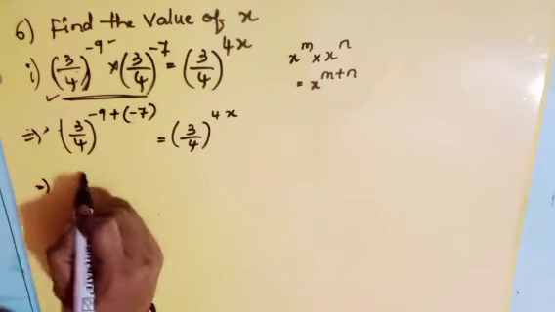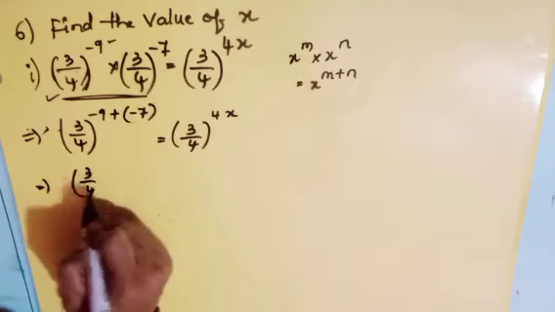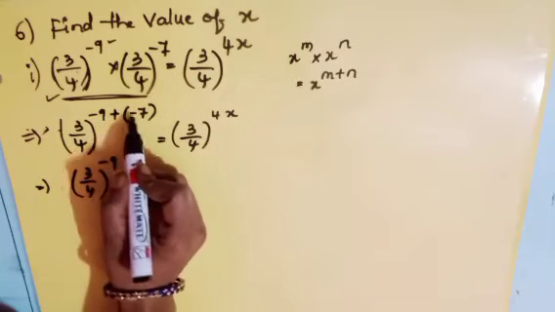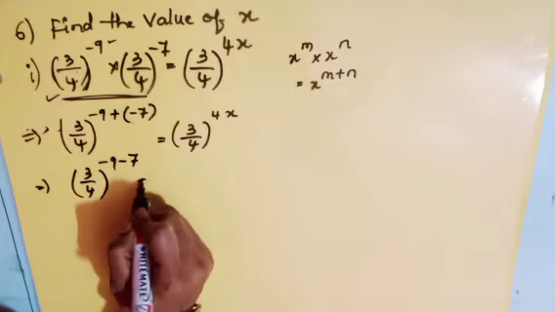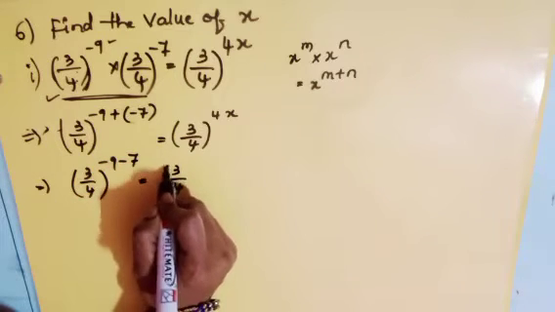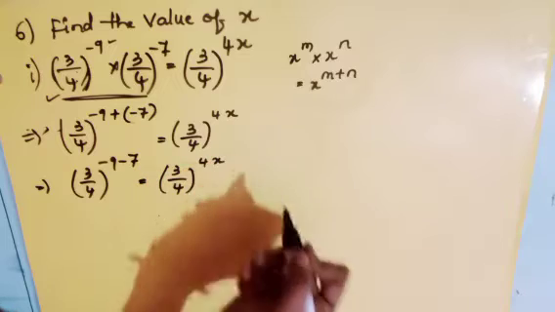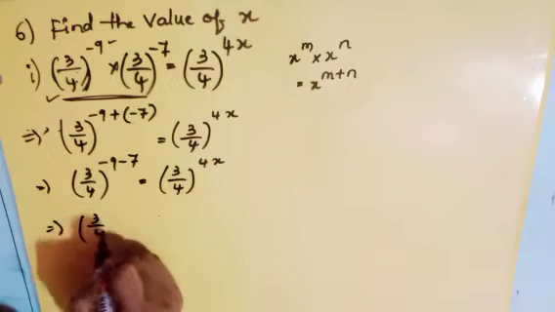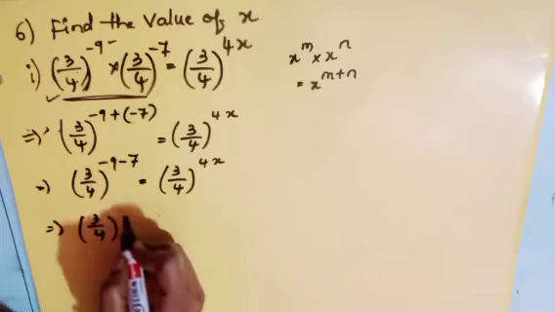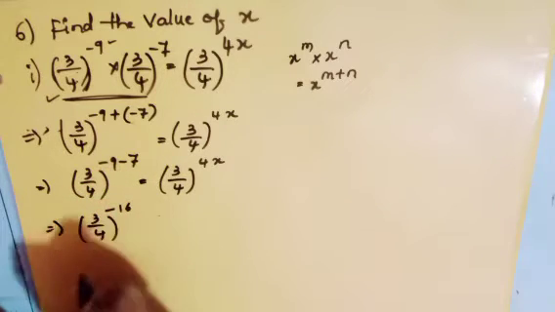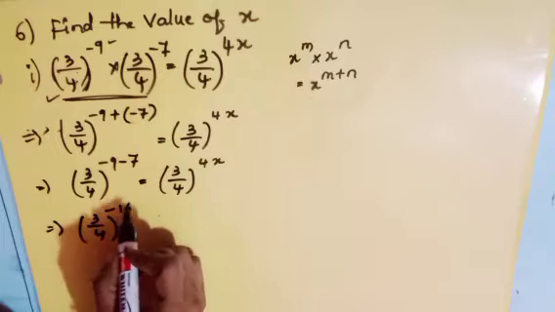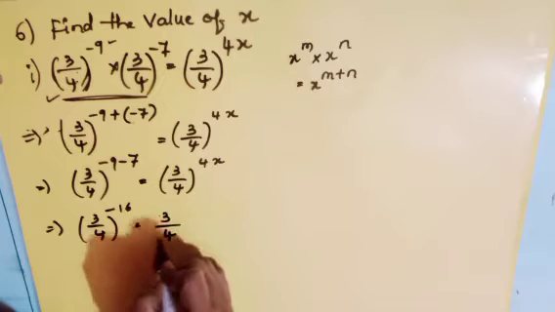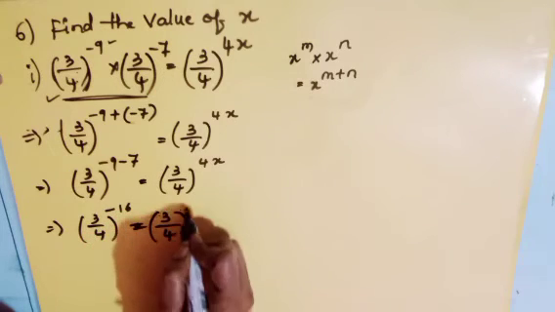Next, (3/4)^(-9), we have to remove the bracket, that is plus into minus is minus 7, equals (3/4)^(4x). Next, minus 9 minus 7 is minus 16. So we'll get (3/4)^(-16) = (3/4)^(4x).